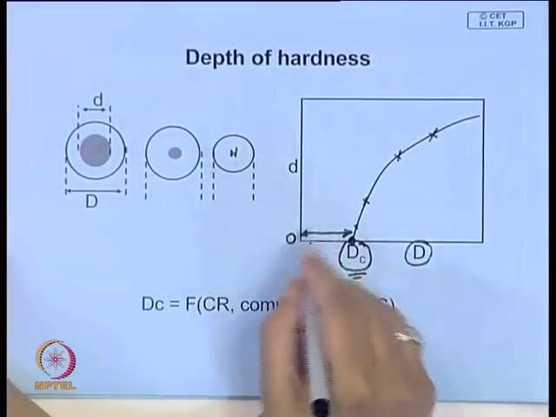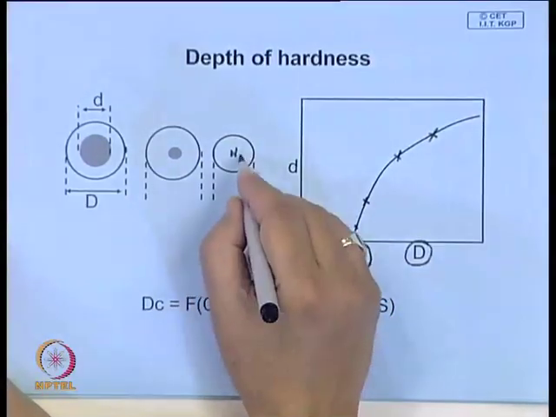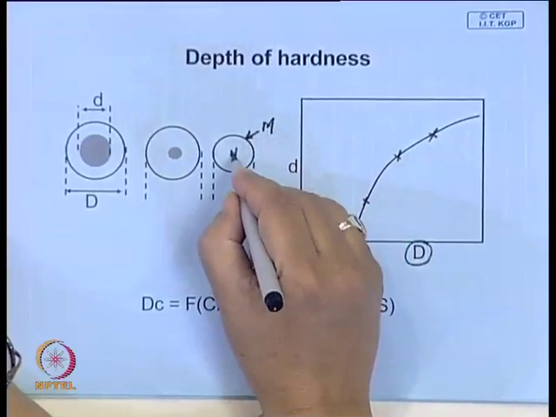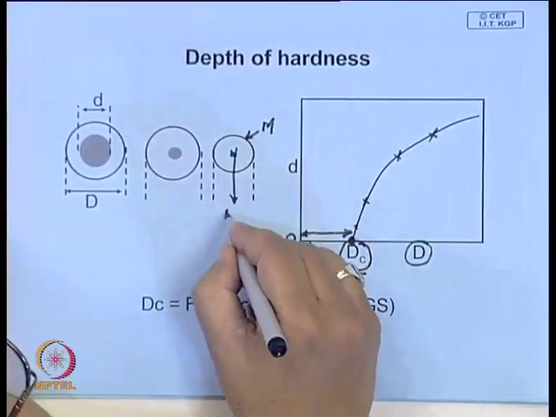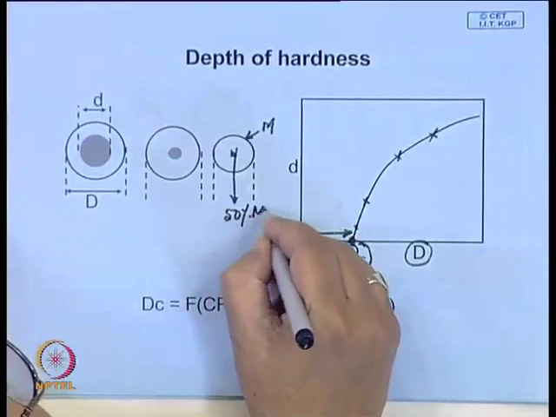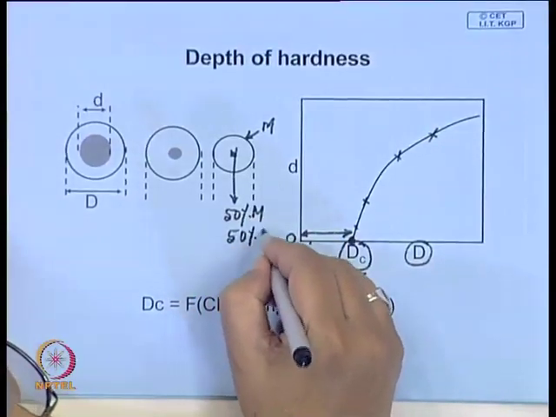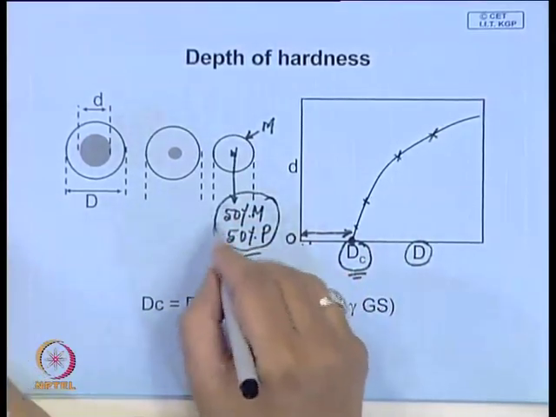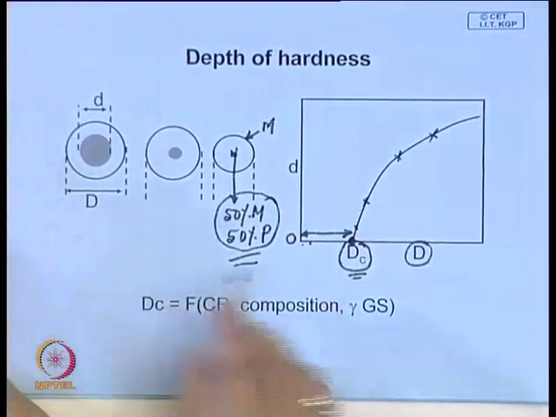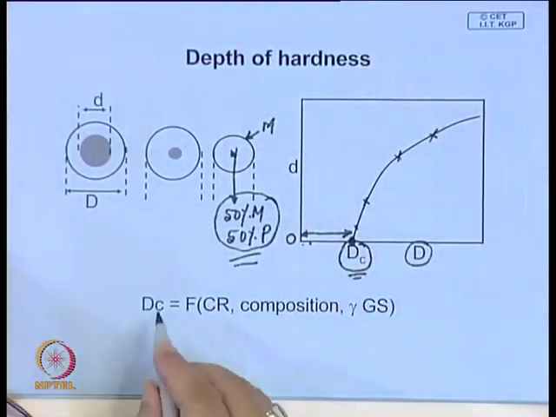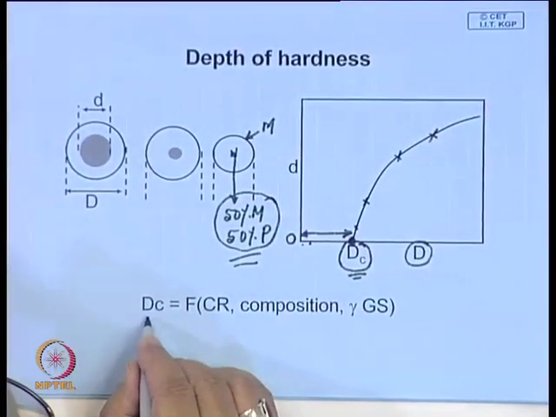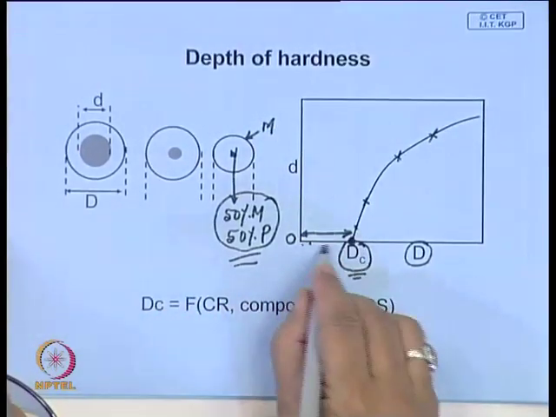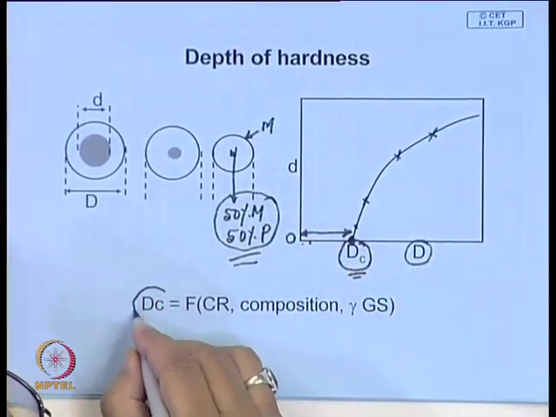That means in this particular diameter you will have surface fully martensite, 100% martensite, and in the center you will have 50% martensite, 50% pearlite, and for all practical purposes one takes this as the fully hardened structure. And now obviously the question that comes up is, what are the factors that determine this diameter, this critical diameter.